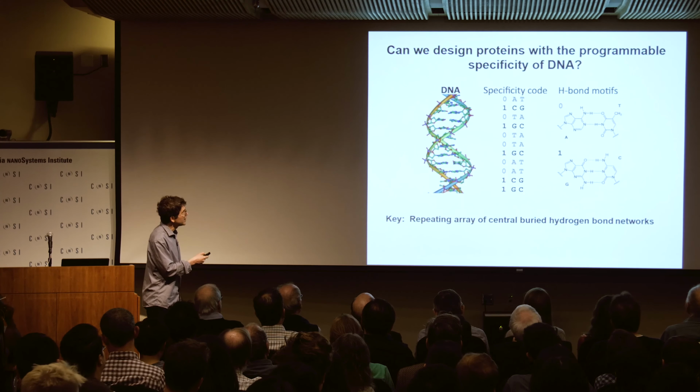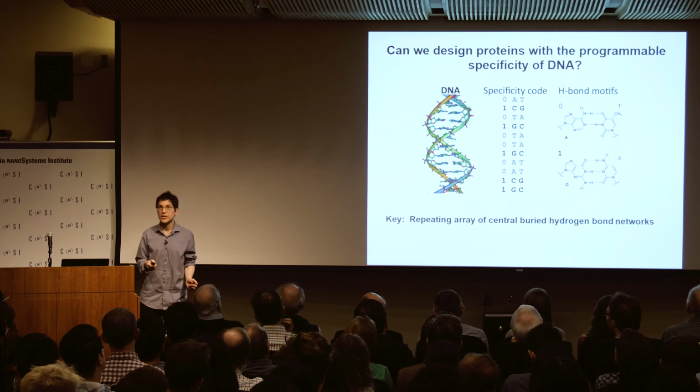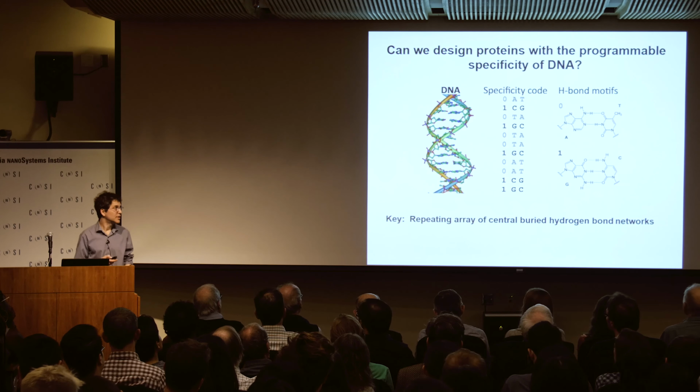So if you know the sequence of a DNA strand, it's trivial to write down the sequence of another strand that will bind to it with perfect complementarity. You just use Watson-Crick base pairing rules. So naturally occurring proteins don't work this way, but we wondered if we could design proteins that work this way.